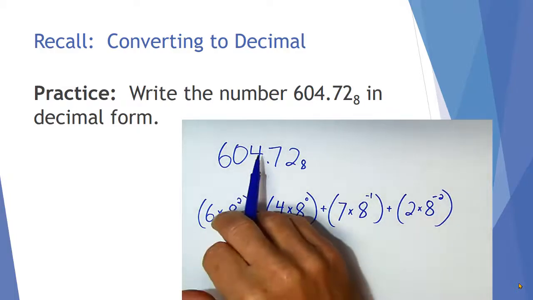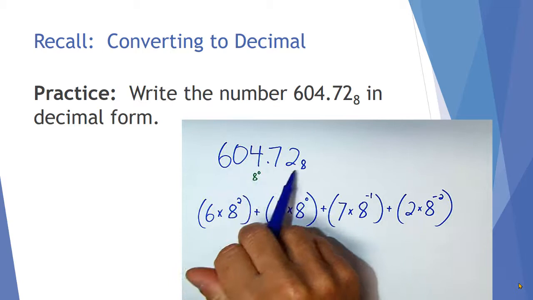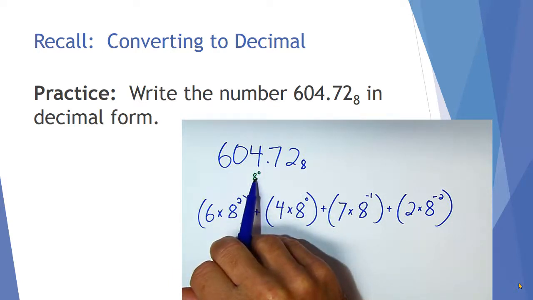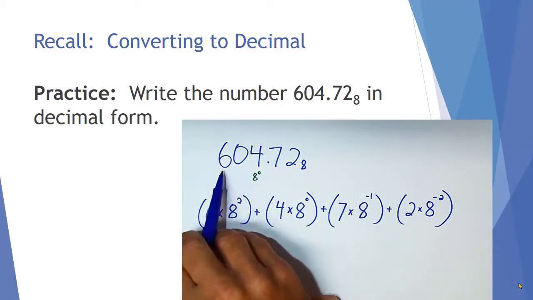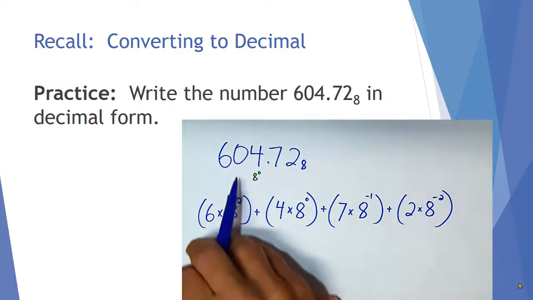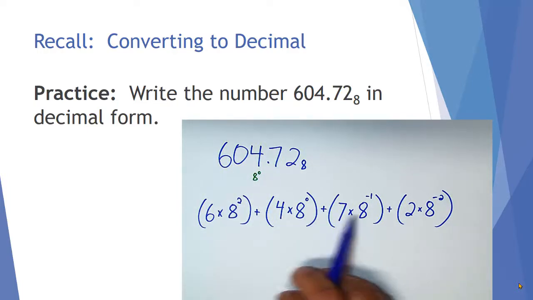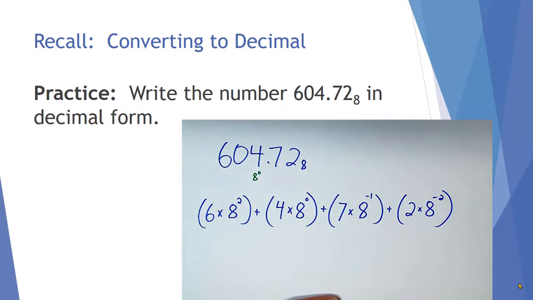All right, I always like to identify that first ones place, and in this case, since we're talking about octal, that is 8 to the 0, and then I'm less likely to make mistakes when I expand that. So 8 to the 0, 8 to the 1, we have 6 8 to the second power, no 8 to the first power, 4 8 to the 0th power, 7 8 to the negative 1 power, and 2 times 8 to the negative 2 power. Okay, so there's our expansion.